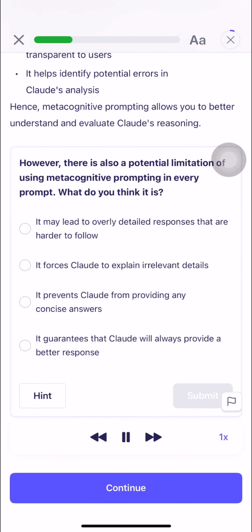However, there is also a potential limitation of using metacognitive prompting in every prompt. What do you think it is? It may lead to overly detailed responses that are harder to follow. It guarantees that Claude will always provide a better response. It prevents Claude from providing any concise answers. It forces Claude to explain irrelevant details.